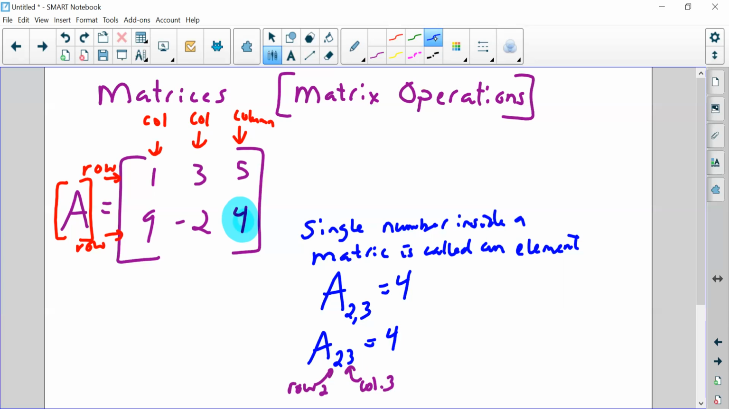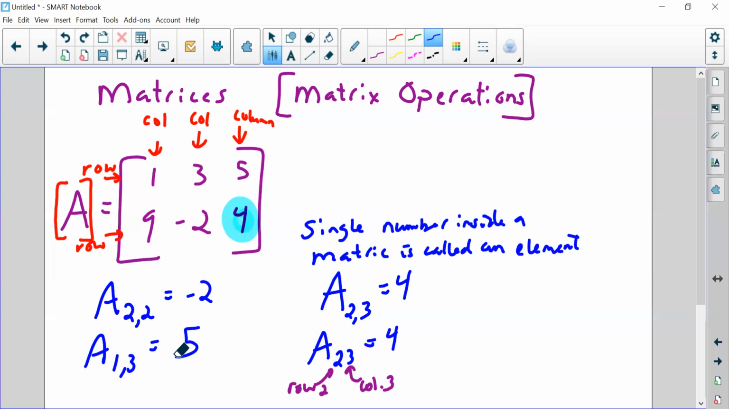Okay, so what is our element A22? -2. Row 2, column 2. So it's -2. What is our element A13? 5. Okay. Questions on finding the elements of a matrix?